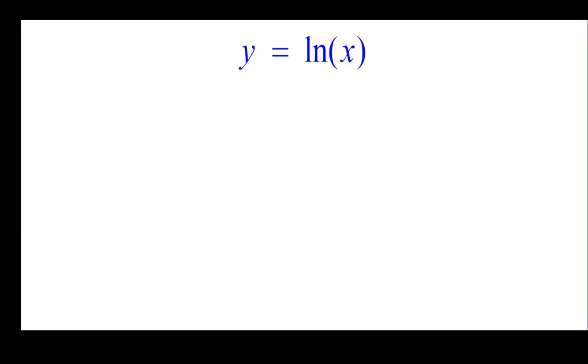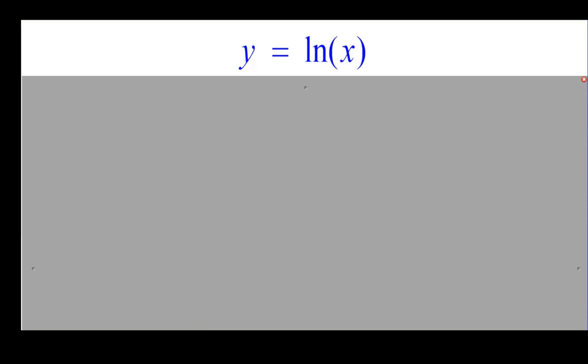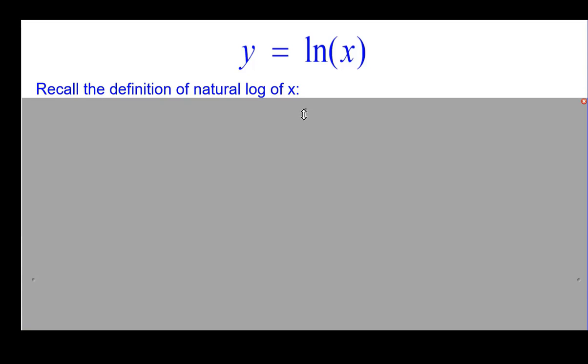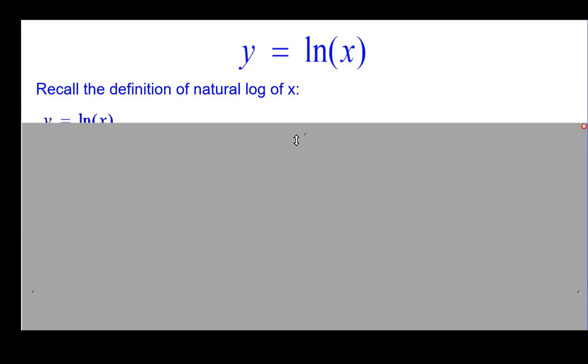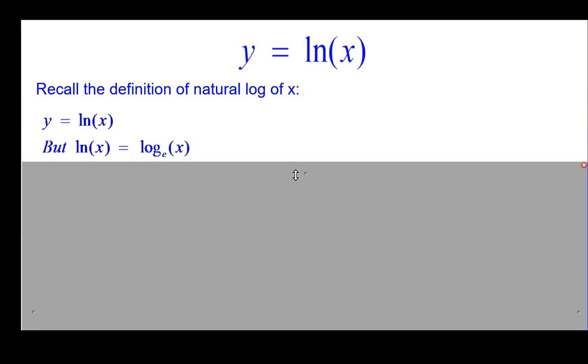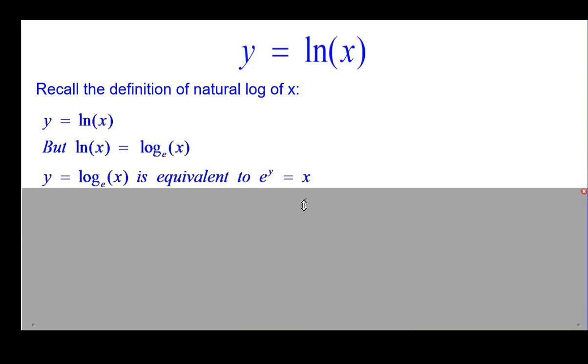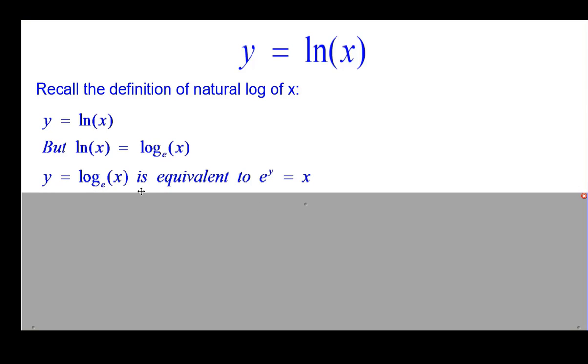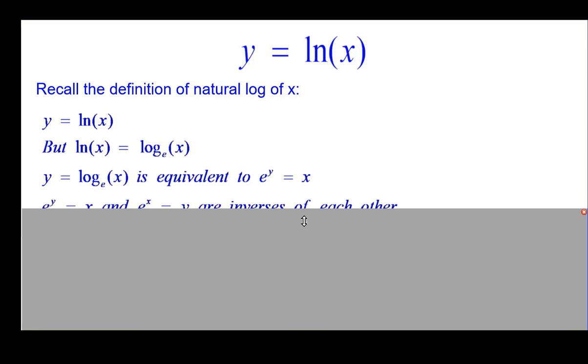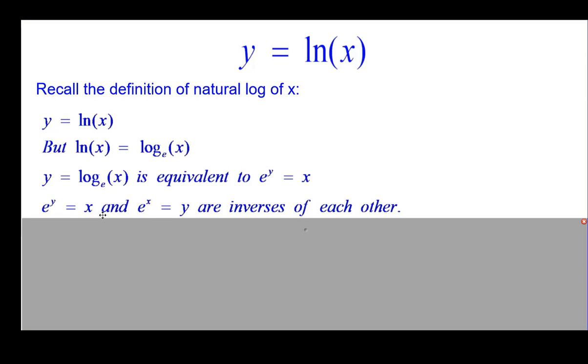So y equals the natural log of x. First of all, we're going to recall the definition of what we mean by the natural log of a number. The natural log is the log to the base e, which is about 2.7, of x. And keep in mind that we can rewrite this log equation as an exponential: the base raised to the y is equal to x. So e to the y equals x.